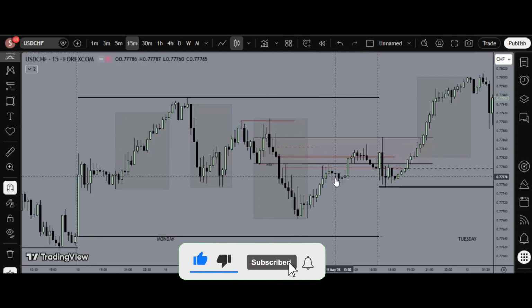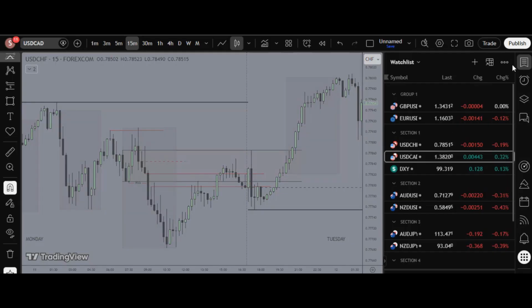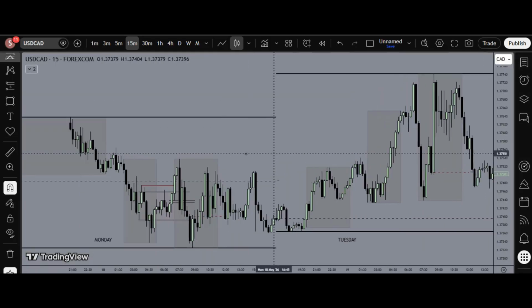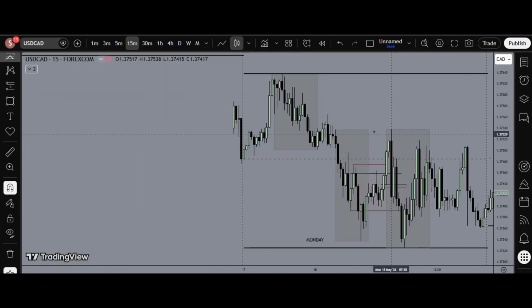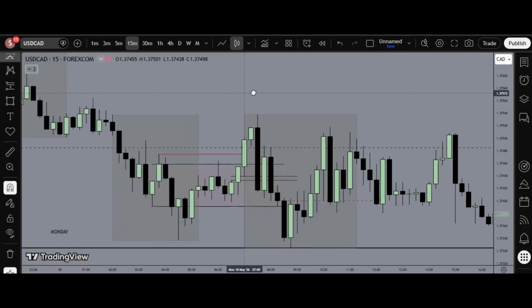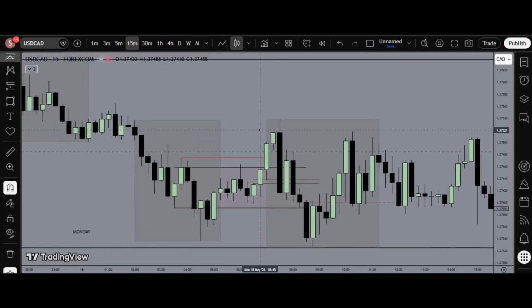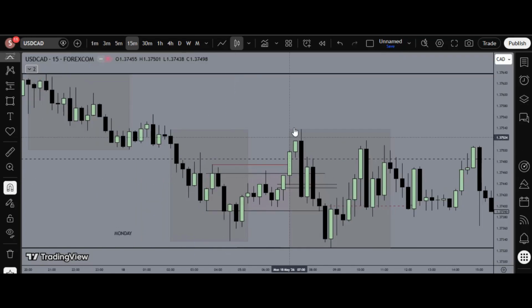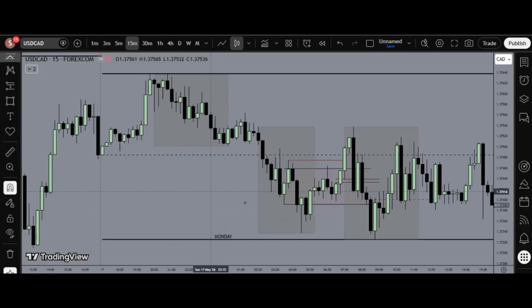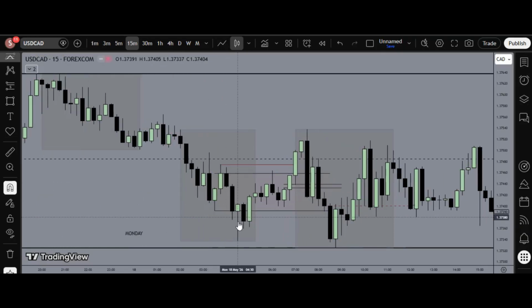Let's look at another example, USD CAD. These are recent trades, so I just want to go through recent trades. Now look at USD CAD. What did you see? Price swept liquidity from this low.